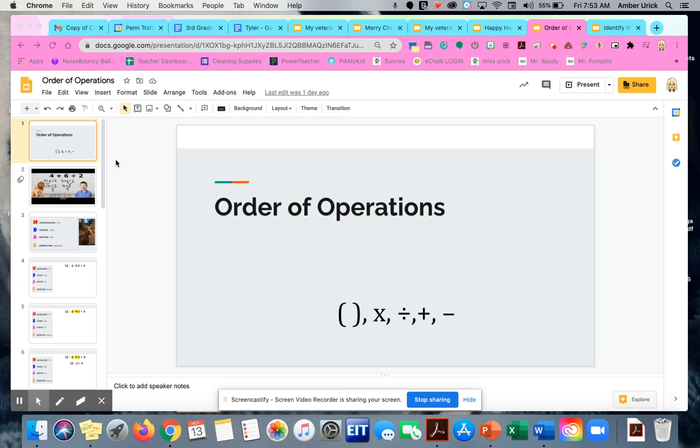Hi, everyone. Today we're going to talk about the skill order of operations. And all of the operations are listed below. We have parentheses, the multiplication symbol, the division symbol, addition, and subtraction.